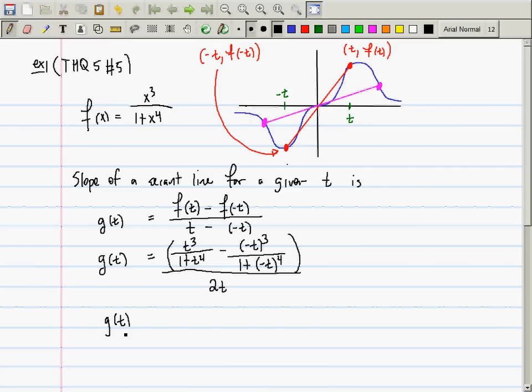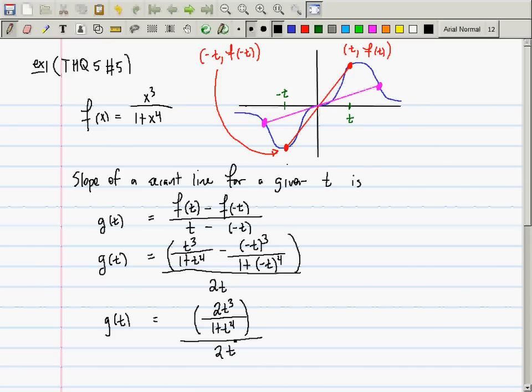Okay, so then we can continue. Now, negative t all cubed: I apply the negative with multiplication three times, so that is the same as negative t cubed. How about negative t all to the fourth? Just t to the fourth, because that's an even exponent. So after that consideration, in the numerator you get 2t cubed over 1 plus t to the fourth, divided by 2t.